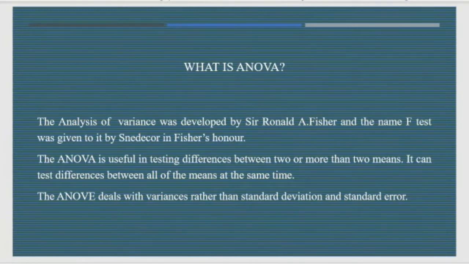It's when there are more than two means and or more than two variables. That's when we use ANOVA. It was developed by Ronald Fisher. The full form is analysis of variance, and it is also called F test. And we deal with variances, not the standard deviation or standard error. In ANOVA, this is a very important point that we have to remember.